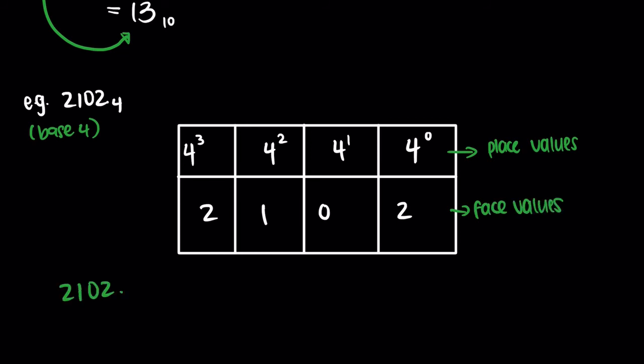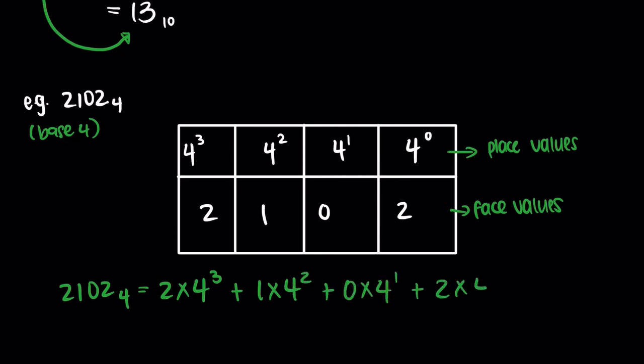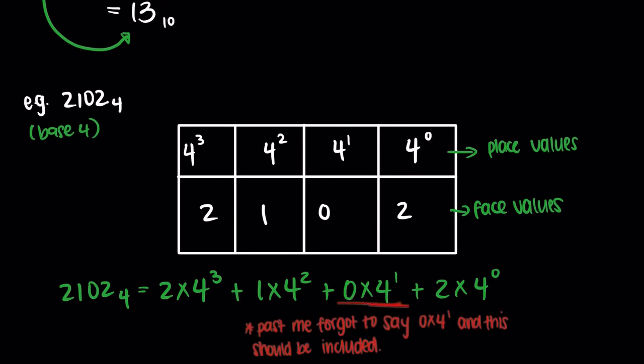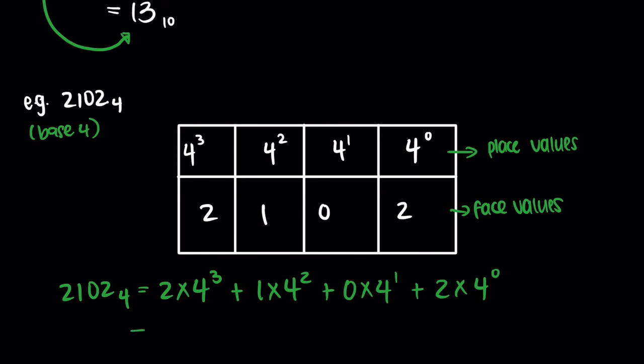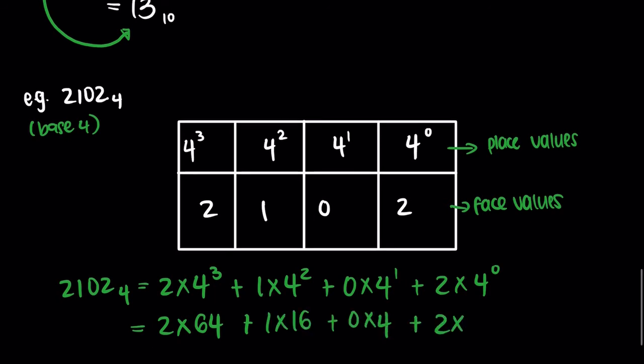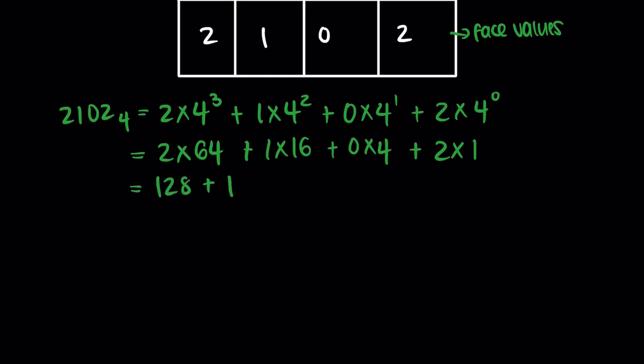Now, in expanded form, we have 2 times 4 to the third power plus 1 times 4 to the second power plus 0 times 4 to the first power plus 2 times 4 to the 0 power. When we expand everything, we get 2 times 64 plus 1 times 16 plus 0 times 4 plus 2 times 1. And the answer is a sum of 128, 16, 0, and 2, which is 146.